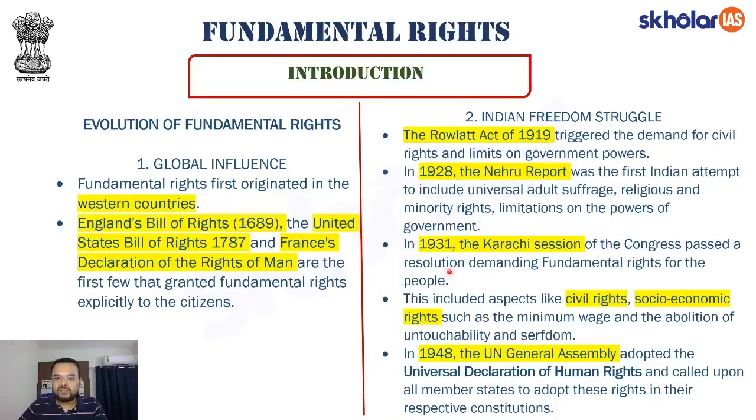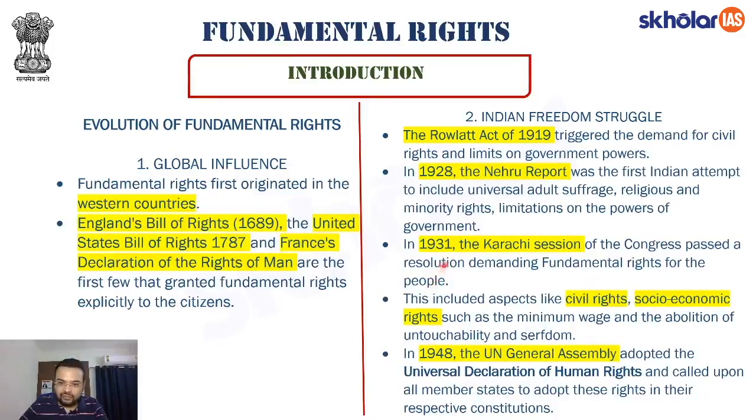fundamental rights. Then we also have the Karachi session of 1931. What exactly has happened then? Congress passed a resolution demanding fundamental rights for the people. So a resolution got passed in this landmark Karachi session in 1931 when for the first time the Indian National Congress demanded fundamental rights for the people.